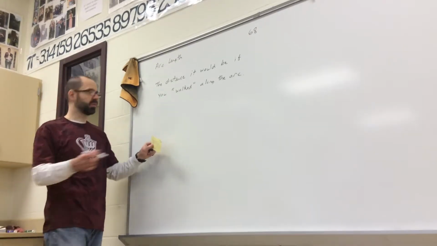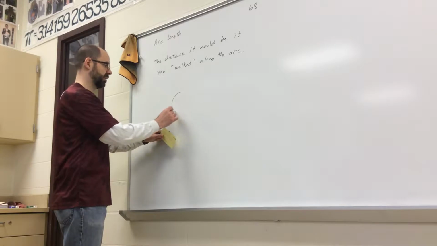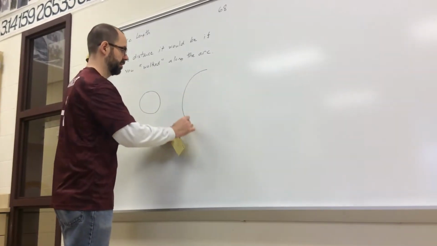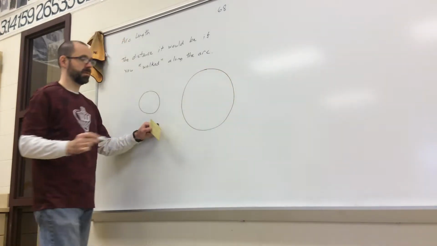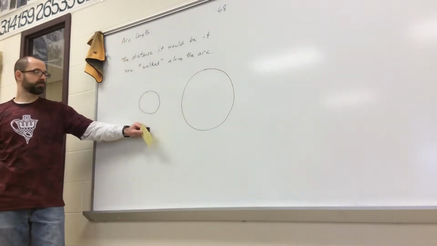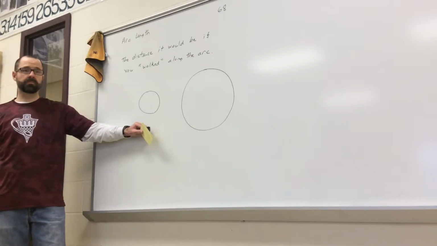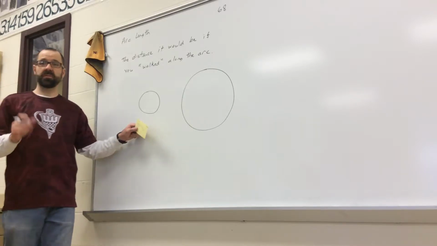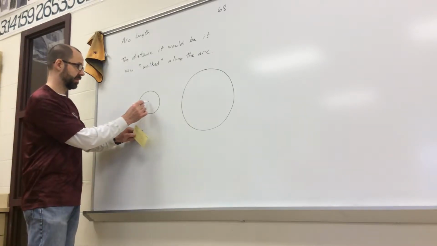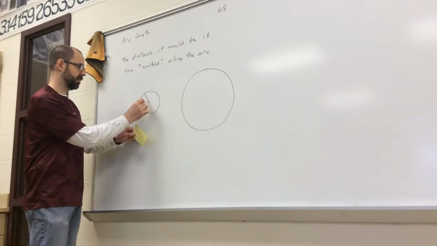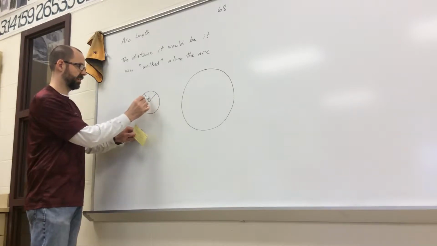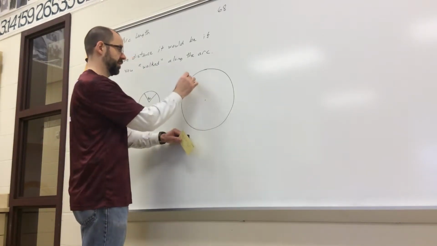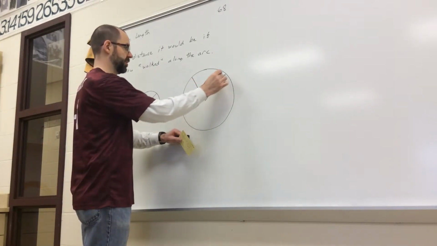So let's draw two circles, one kind of smallish, and then the other one larger. And then I'm going to draw two angles, and I'm going to try to make them the same size. So that's 80 degrees. And then this one is 80 also.